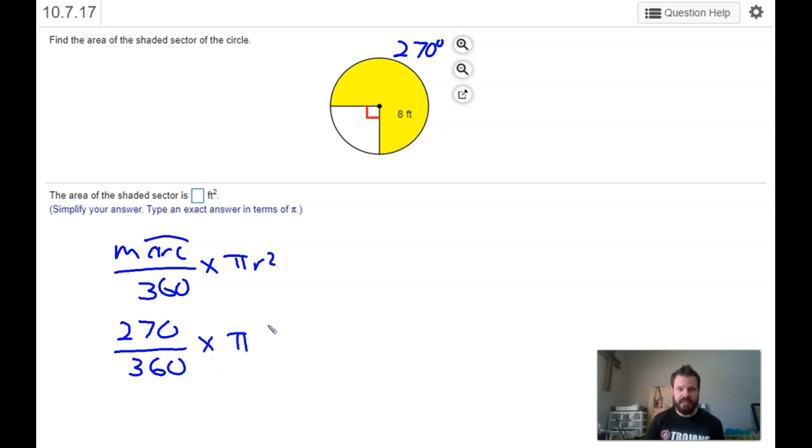Times pi times, I'll say this 8 is the radius because it's not centered at the center there, 8 squared. And then once again, what I'll do is I'll go 270 divided by 360 times 8 squared. Again, there we go, and I get a 48. So we'll write that as just 48 pi, nicer number, no fractions. And we can just plug that 48 pi in there.